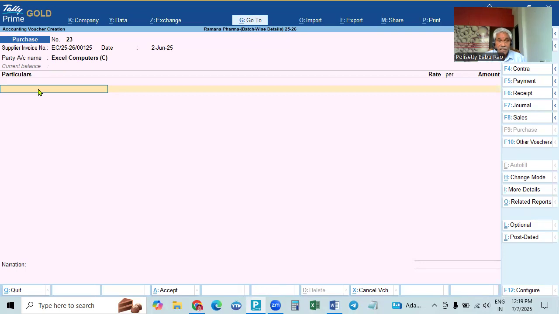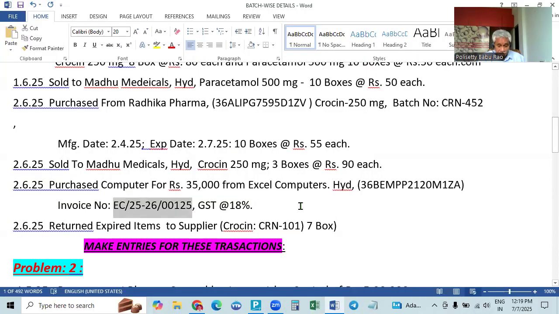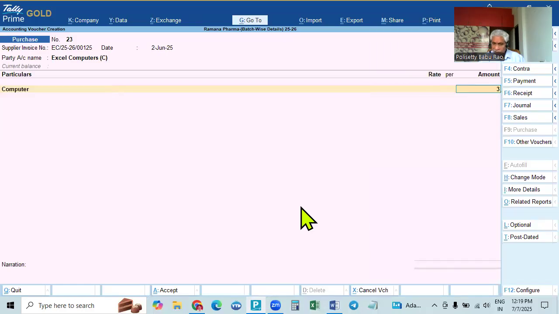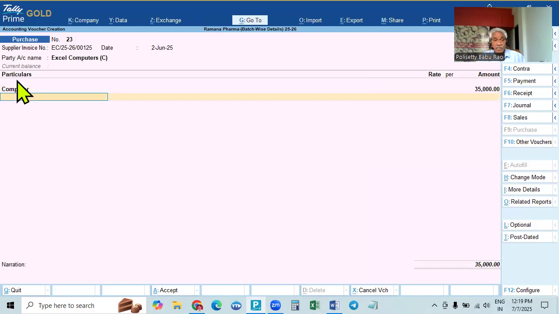In the case of service, we'll give the service name. In the case of goods also, there are no stock item details. So we will just give purchases instead of giving it here. But now it is a fixed asset. What's the fixed asset? The fixed asset is computer. So we'll take computer. What is the amount? 35,000 rupees we purchased.